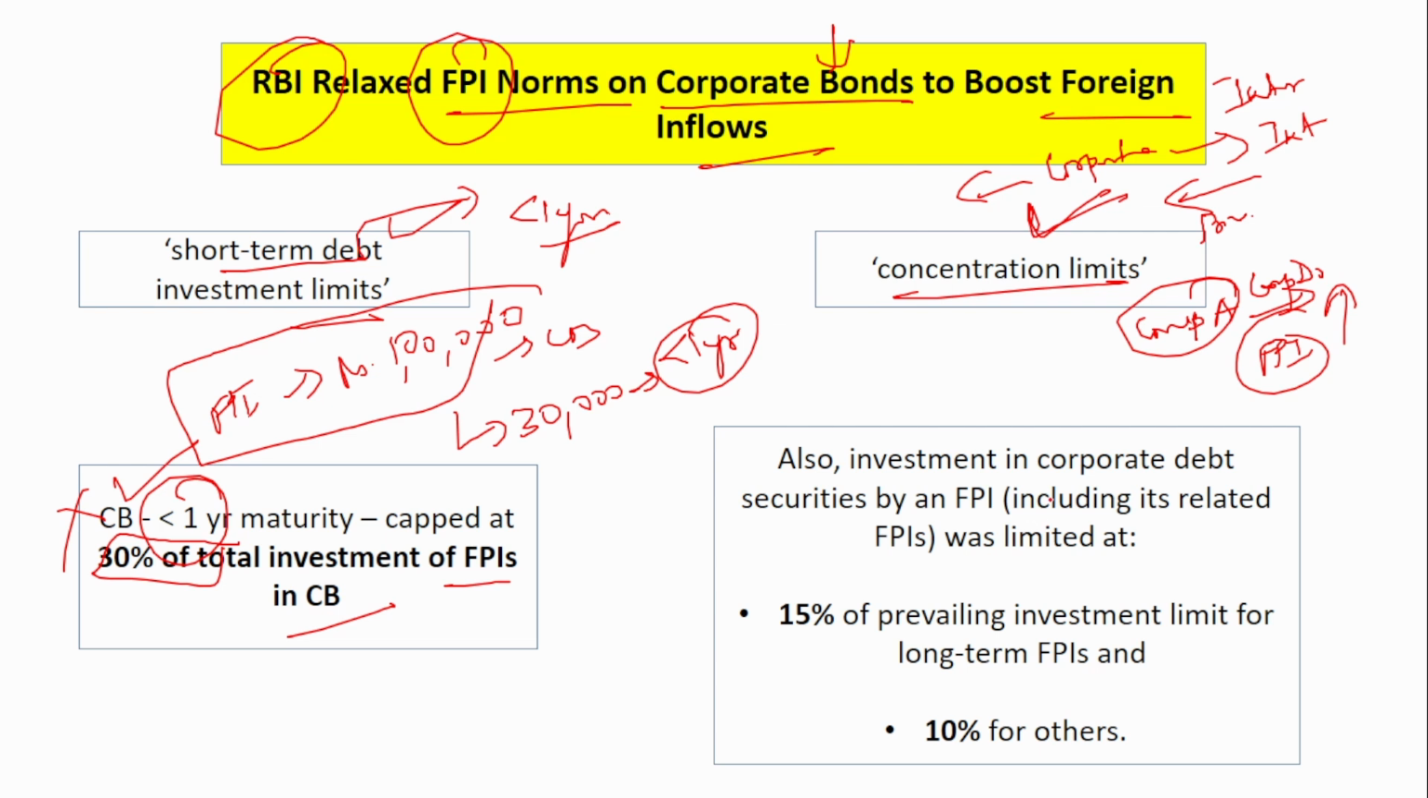Similarly, the other limit: investment in corporate debt securities by an FPI was limited to 15% in the case of long-term FPIs, and in the case of short-term FPIs, the limit was 10% in corporate bonds. Now this limit has also been removed. I'm telling you once again, you don't have to remember the limits because they have been removed. You just have to remember here that the short-term and the concentration limits have been removed to increase FPI inflows into corporate bonds.